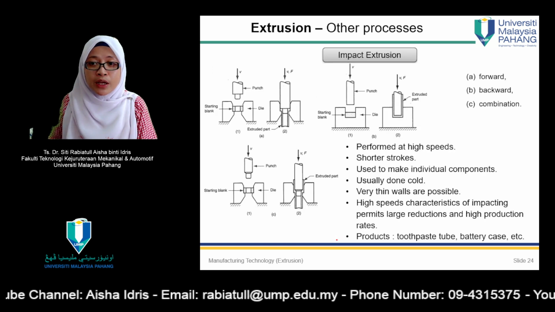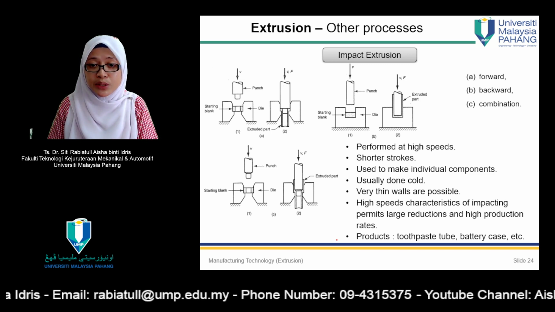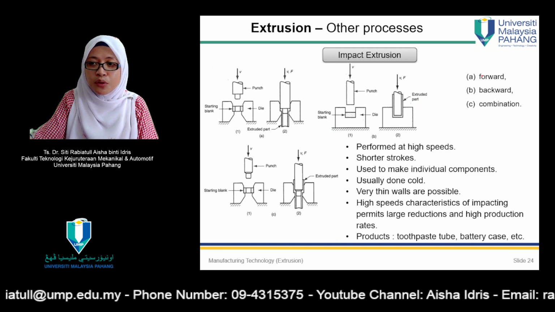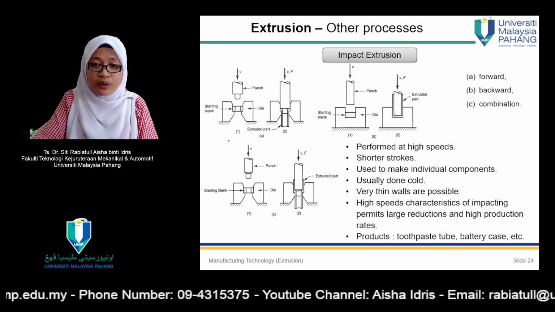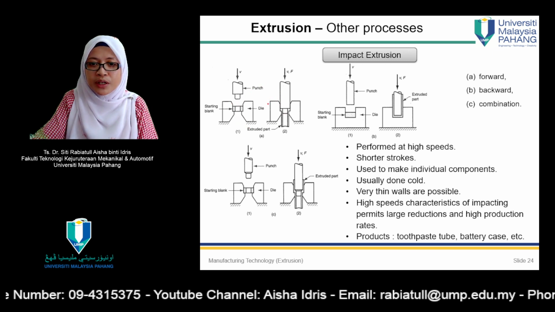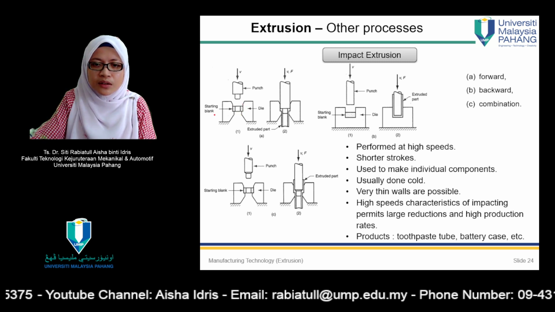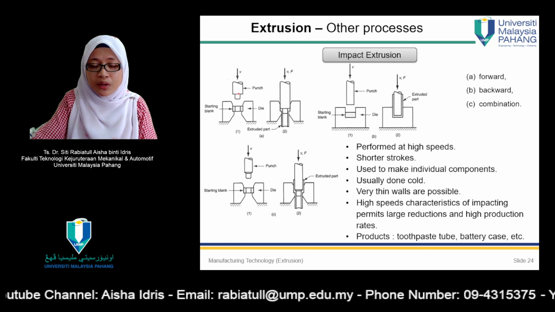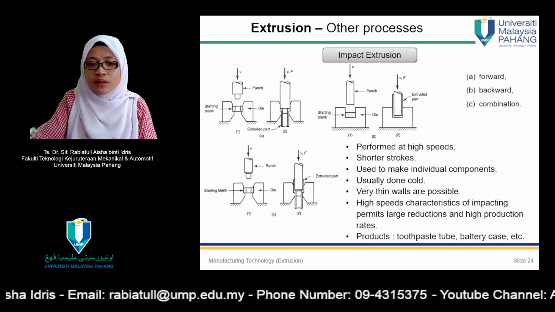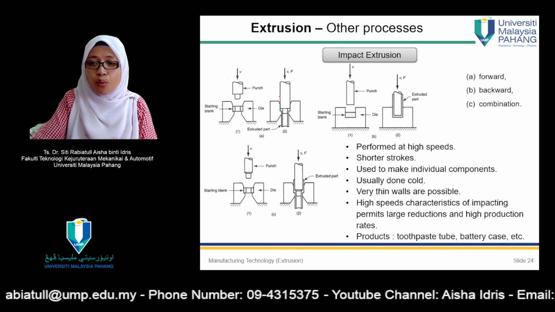The other extrusion process that you might want to know is impact extrusion. If you look at figures A, B, and C here, this one is backward extrusion, and this one is forward extrusion. There's a die over here. This is the die, this is the blank or the raw material, and this is the punch. Then you give force to the blank, and it will produce an extruded part. So this is the forward process.